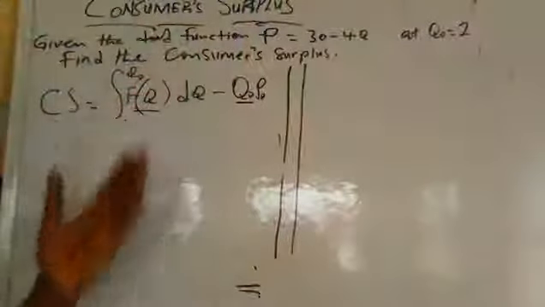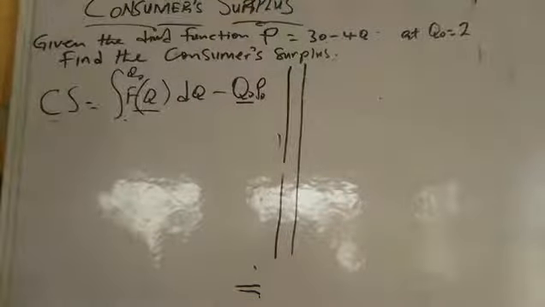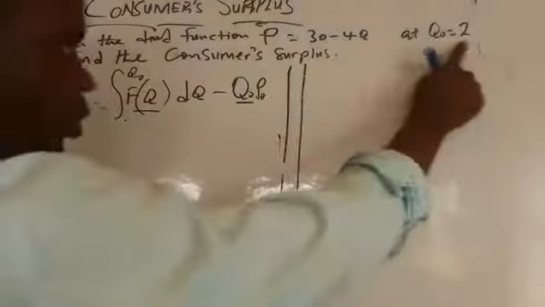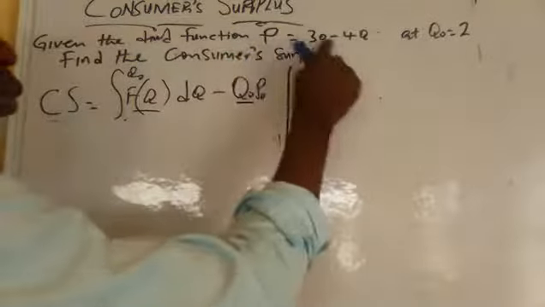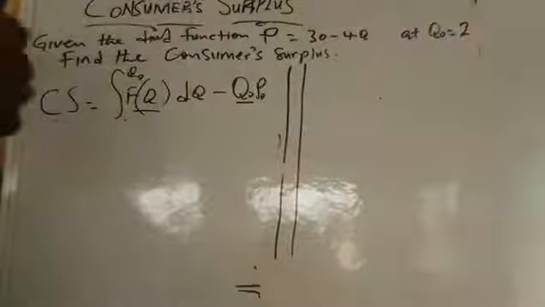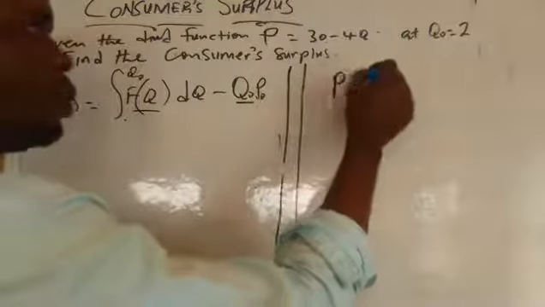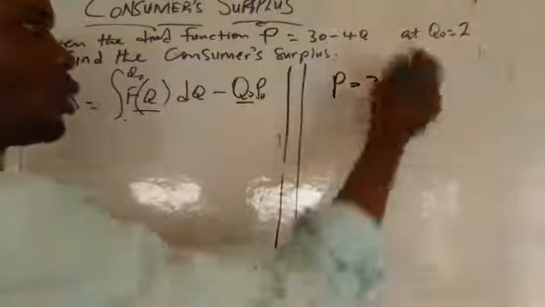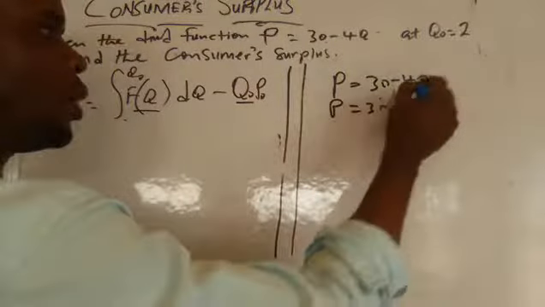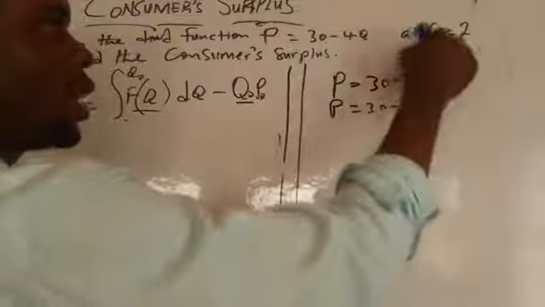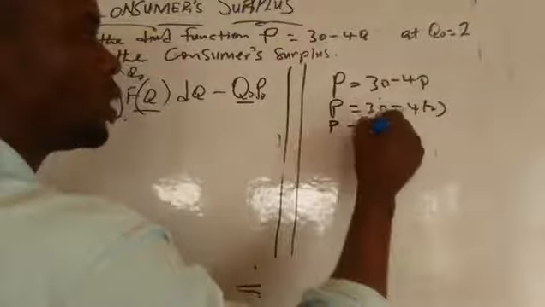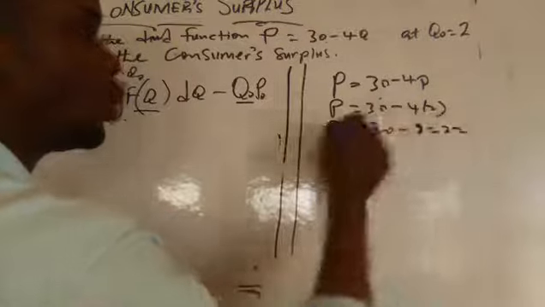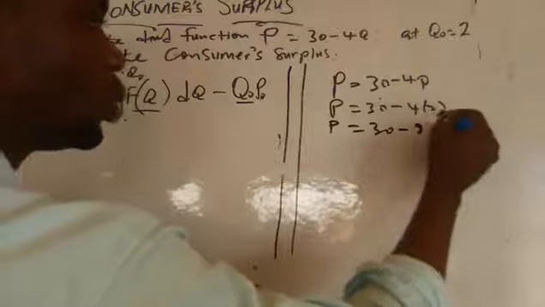If you look at this one, which one are we expected to find, equilibrium price or quantity? We are given the equilibrium quantity, of course. But we don't have the actual value for our price, so we need to find the equilibrium price. To find it is very simple. Just write your function, P equals 30 minus 4Q, then substitute: instead of writing Q, you just put your 2. So you'll have P equals 30 minus 8, which is 22. So the equilibrium price here is 22.